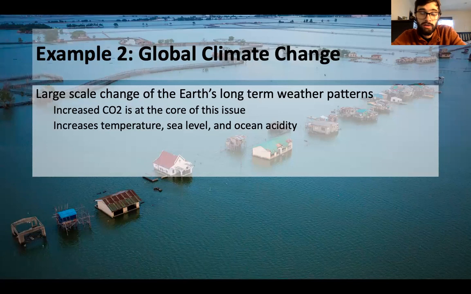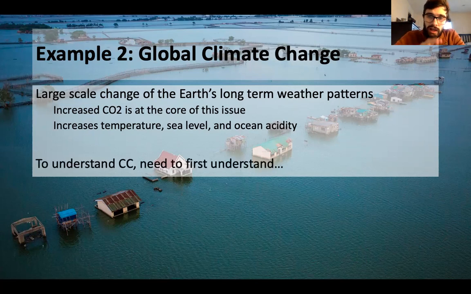You might remember that long-term weather is climate. The increase in carbon dioxide is at the core of this issue. It is anthropogenically caused, meaning that there are more sources of CO2 in the world because of human activity, burning fossil fuels. And ultimately, that increased CO2 can lead to increased temperature, it can lead to increased sea level, and it can actually increase the acidity of the ocean as well.